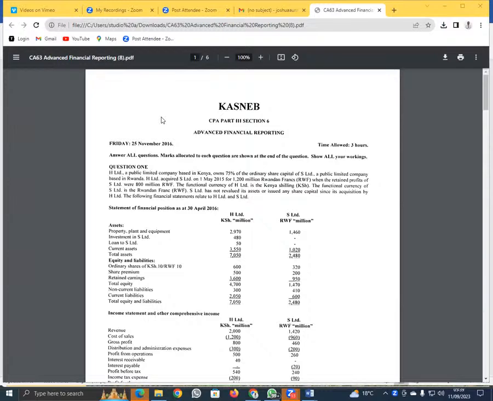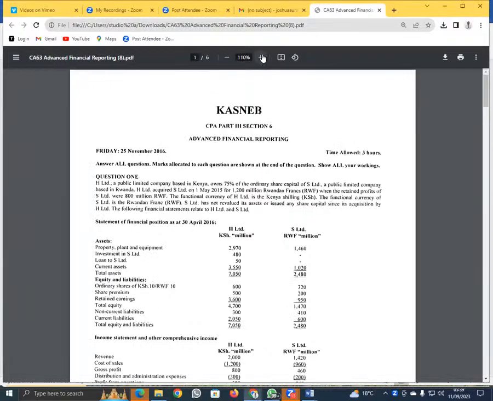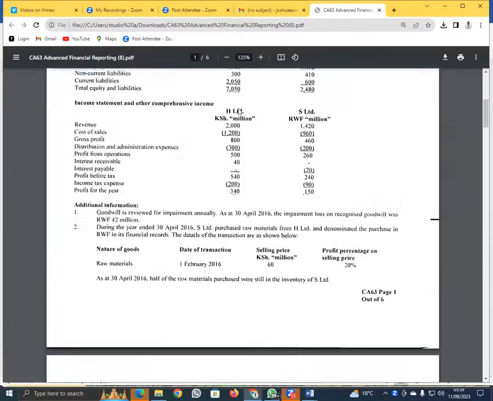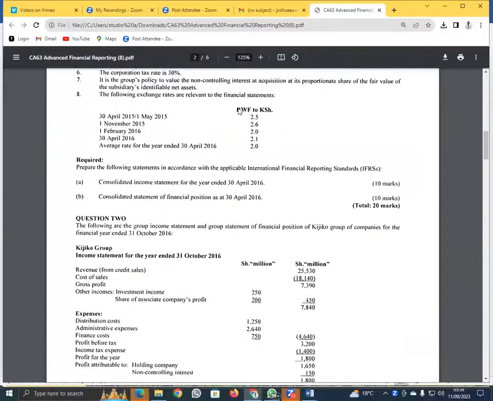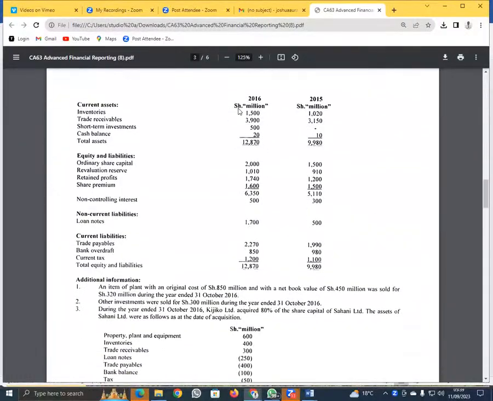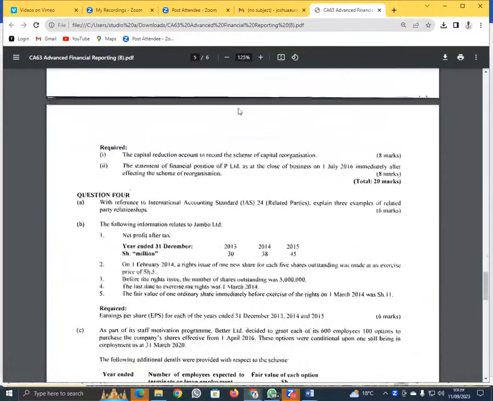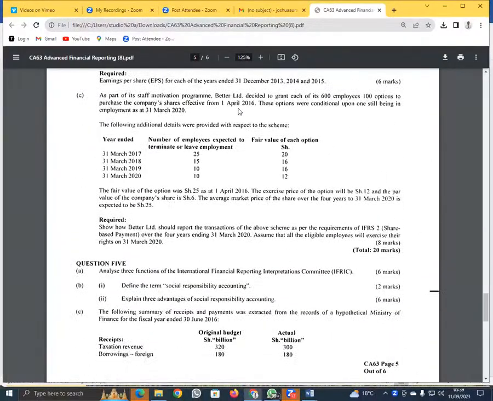Great. So with the PDF expanded, this is very easy. It's November 2016, question number 4C.